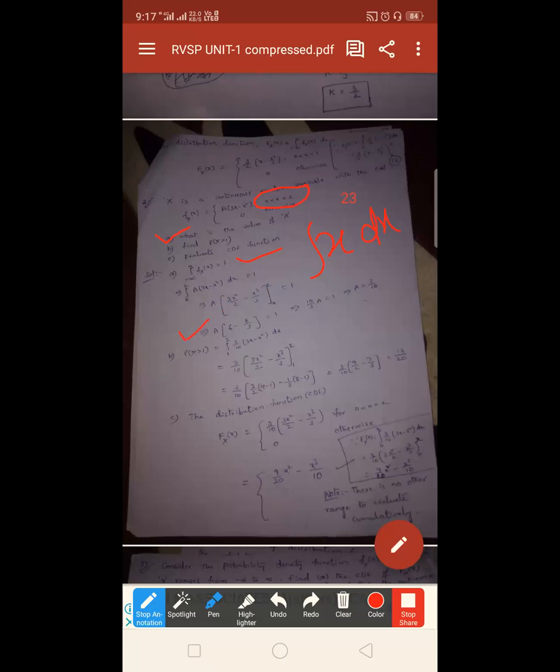Next step, see the next step. A is a constant, so A into, now you have to apply the limits. How can we apply the limits? First substitute 2 instead of small x. So 3 into 2 square by 2 minus 2 cube by 3. After applying the upper limit, you will get 3 into 2 square by 2 minus 2 cube by 3.